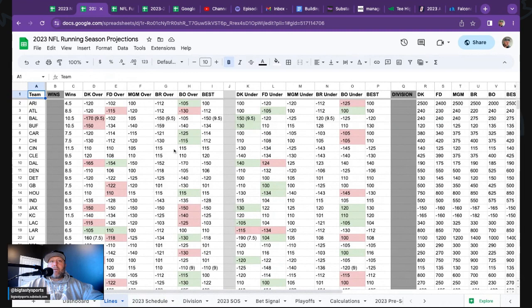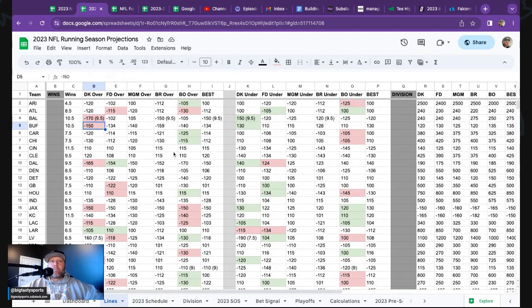Now you'll notice there are some green and red squares on here as well. I kind of like the color coding. What that's showing you is whether a line has gotten better or worse since the last time I ran these. So for Buffalo, you can see that I have minus 150 on DraftKings for their over, and it's red. That means that line was better before I updated these the last time. And now the best is minus 134 on FanDuel. So DraftKings doesn't have the best line. It probably was closer last time.